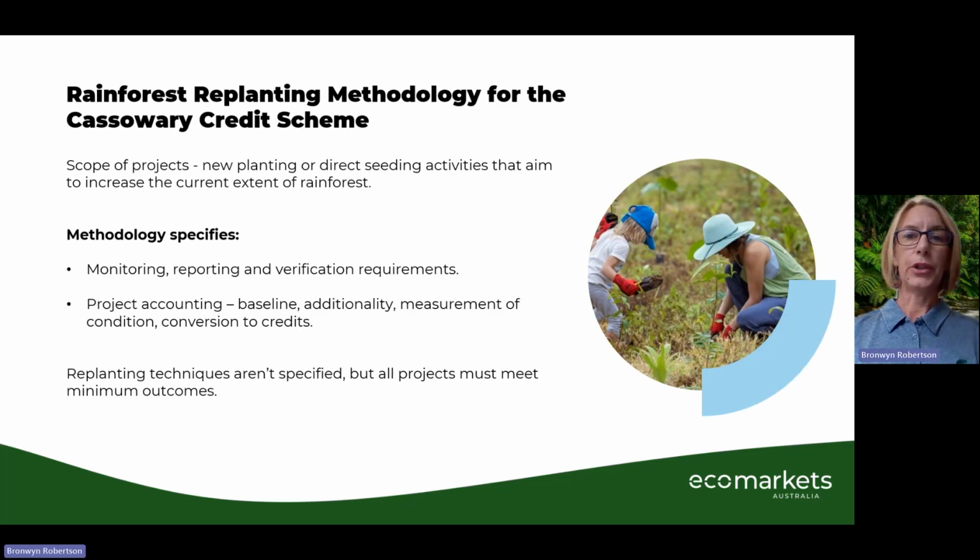So moving on to the methodology. The first methodology is a rainforest replanting methodology. It's always been intended that other methodologies would be developed at a later stage, for example, for protection of existing vegetation or activities to improve the condition of regrowth vegetation. To summarise, the methodology describes the process to monitor, report and verify project outcomes and the accounting process to quantify outcomes. It does not specify on-ground replanting techniques, but it does specify minimum outcomes for vegetation condition that must be achieved by projects.